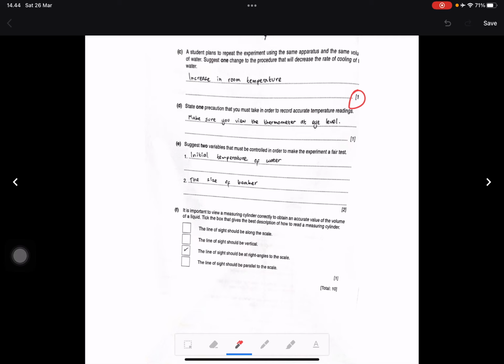State one precaution that must be taken in order to record accurate temperature readings. Make sure you fix the thermometer at eye level. Oh yes, correct. Perpendicular viewing of the thermometer. Suggest two variables that must be controlled in order to make the experiment a fair test. Initial temperature of water, the size of beaker. Same beaker, yes. Okay, that's correct.